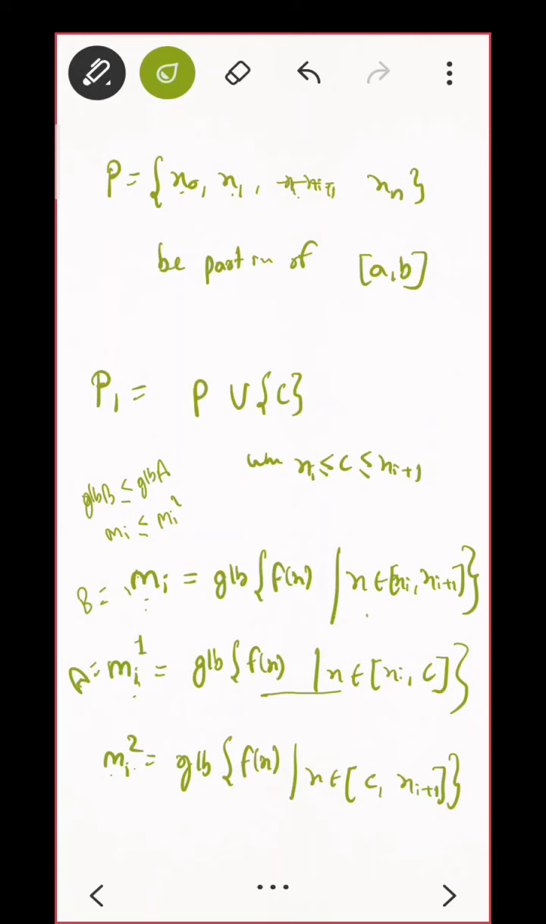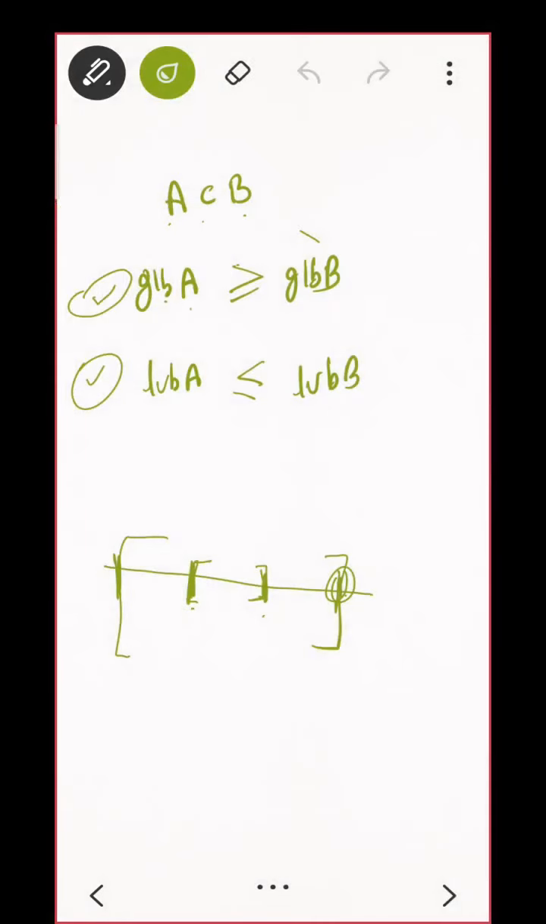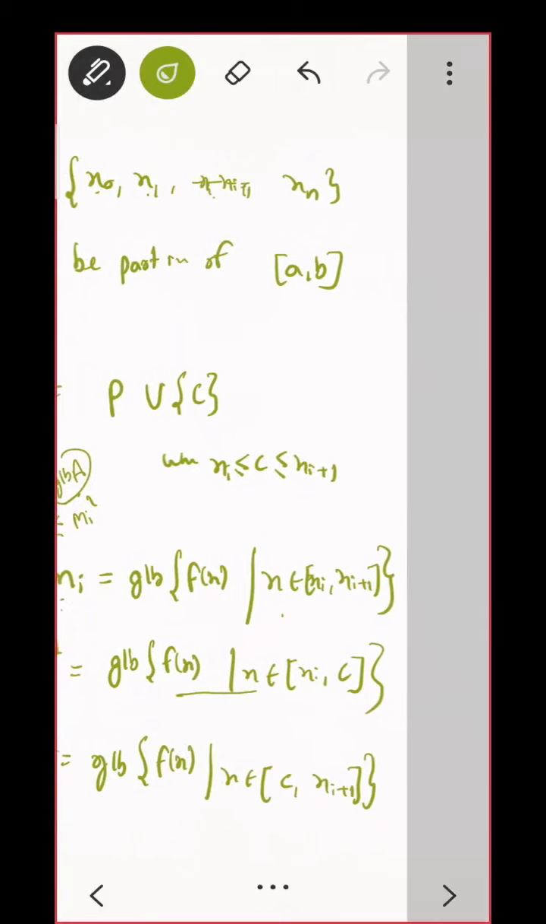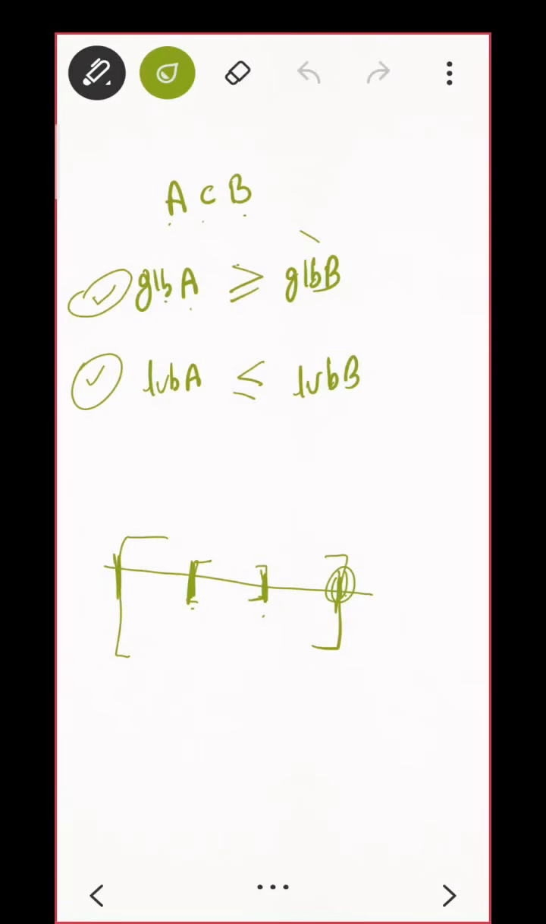Is it correct? अरे you should say wrong, लिखा है तो wrong बोलने का ना. GLB of A बड़ा होता है ना. GLB V, GLB of A, GLB of A is greater than GLB. Correct? You should say something. Try to talk.